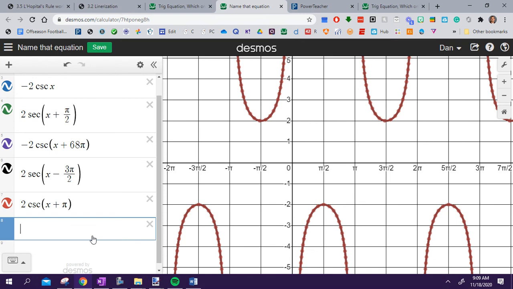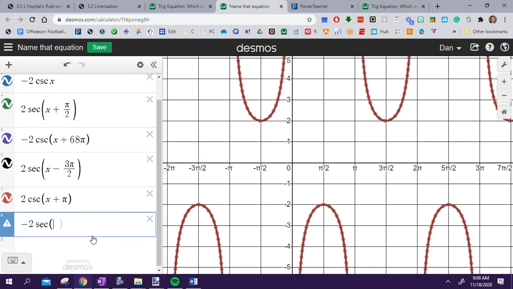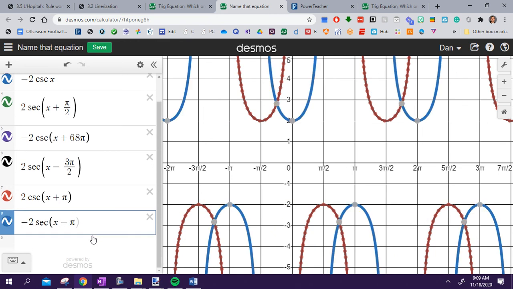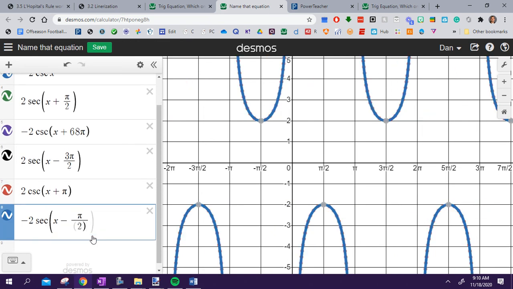Wait, so we can't just add 2 pi? I'd rather you not. Give me something else. You can, but. Negative 2 secant x minus pi over 2. Boom. We matched it up there. Minus pi over 2. We go to the right pi over 2. It's negative, so we start at the bottom. We go from there. I didn't call on you guys yet, did I? Oh, you thought I was going to just miss you.